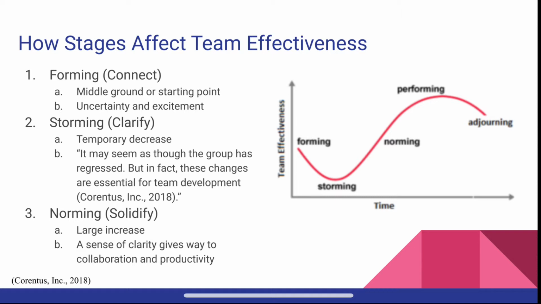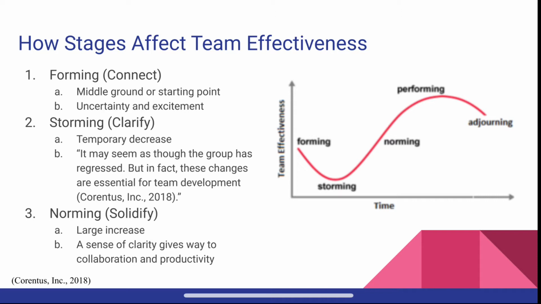Stage 2 tends to decrease effectiveness temporarily. Communication becomes more tense and members begin to question or disagree on team goals. It may seem as though the group has regressed, but in fact, these changes are essential for team development. The team is going through a clarification phase at this time.